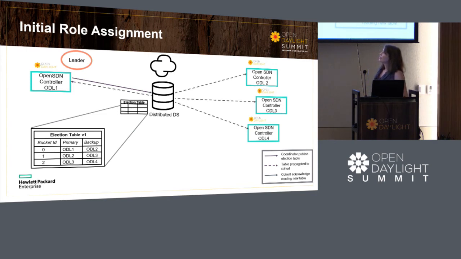Now each of the controllers reads its copy of the table and saves it locally. And when it's done reading, it acknowledges to the distributed database. Only when the coordinator understands that all the cohorts have read the same version of the table, this table becomes operational and all the controllers start using it at once.